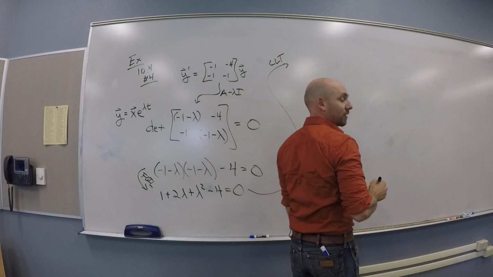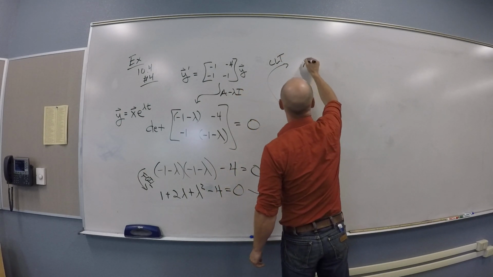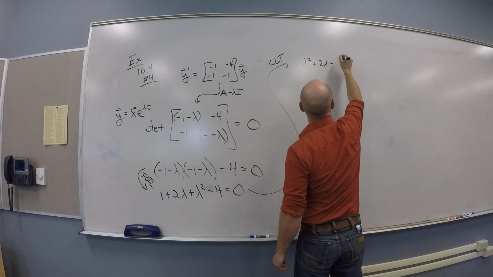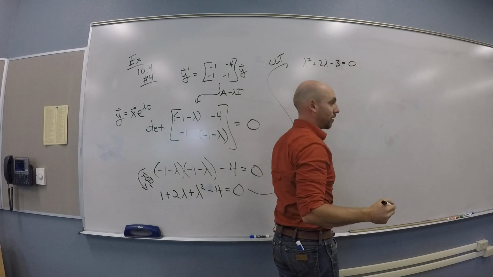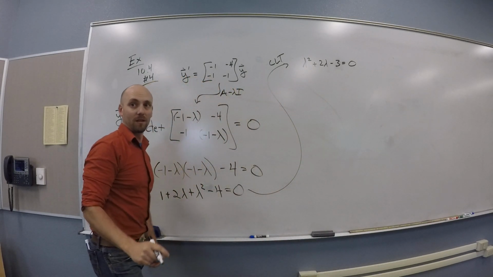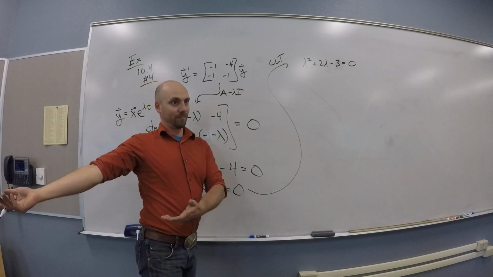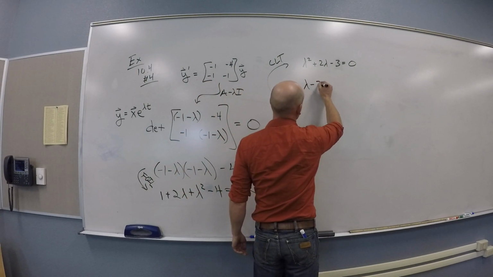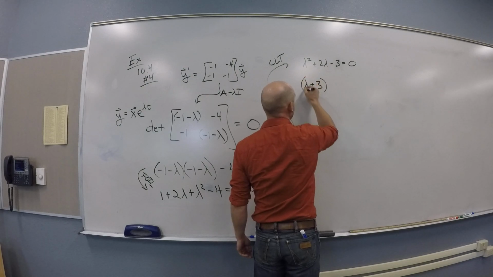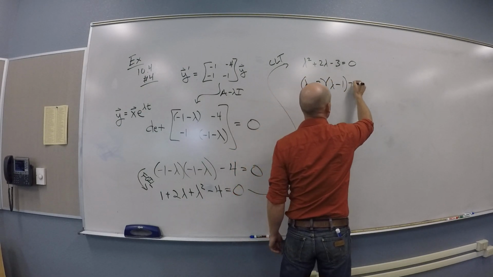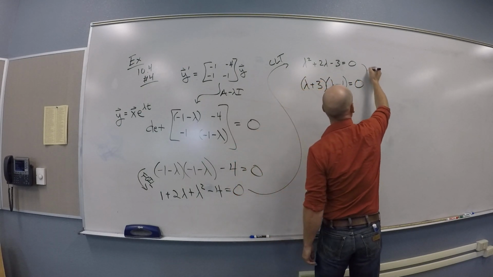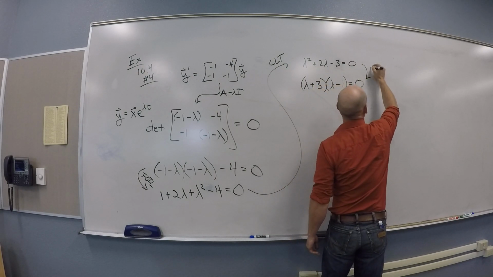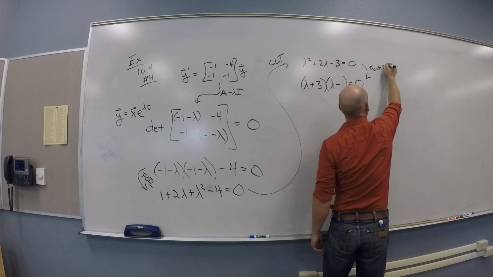Then combining terms, lambda squared plus 2 lambda minus 3 is 0. So you get 3 and negative 1. Factor: lambda plus 3 and lambda minus 1.